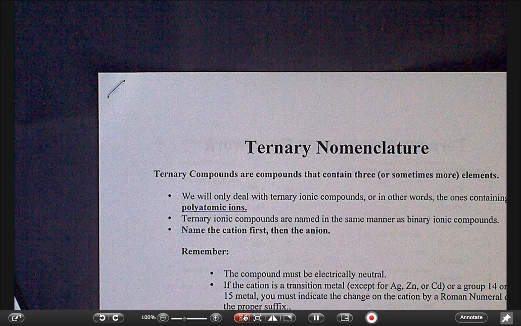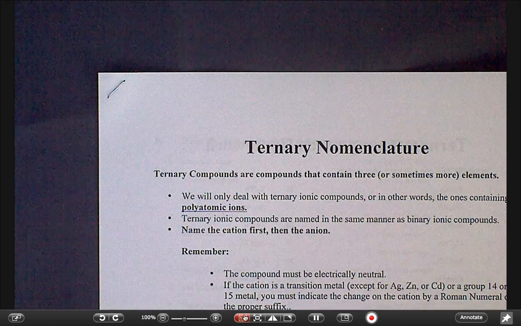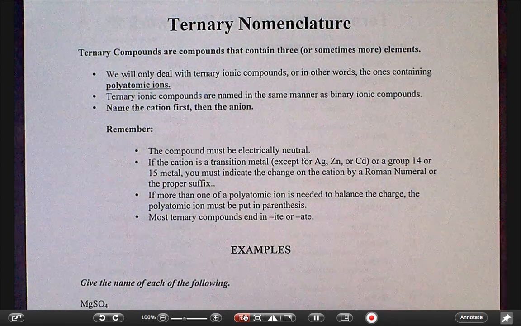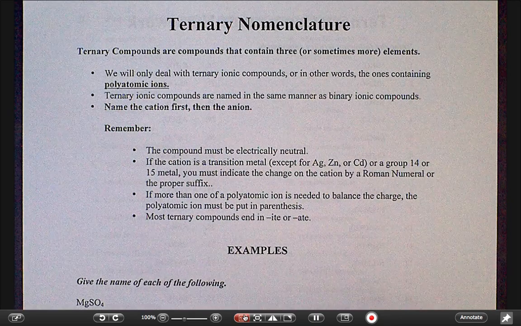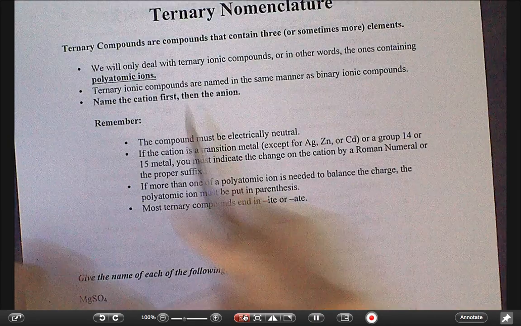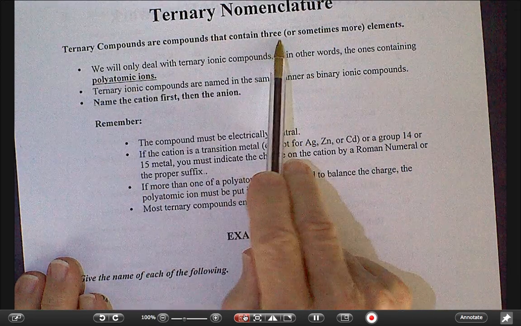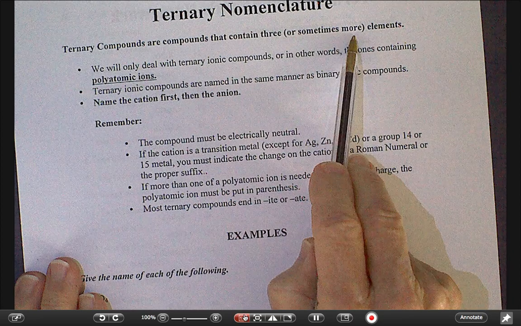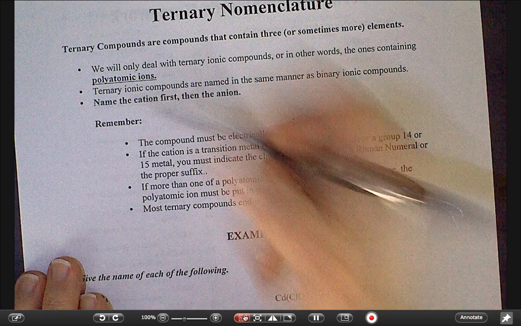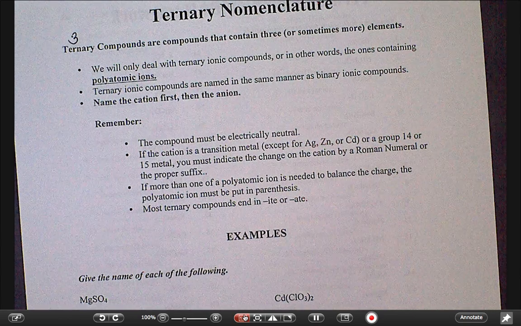Okay. Everybody quiet for me, please. So you should have this paper. Okay. So basically, it tells you ternary compounds are compounds that contain 3 or sometimes more elements. So when you see that word ternary, you're thinking of 3. Okay?